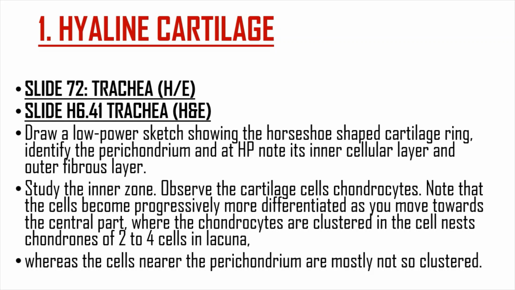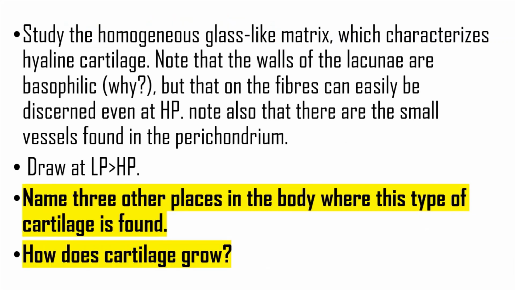You should note that the cells become progressively more differentiated as you move towards the central part, where the chondrocytes are clustered in the cell nests, which are known as chondrons of 2 to 4 cells in the lacuna, whereas the cells nearer to the perichondrium are mostly not so clustered.